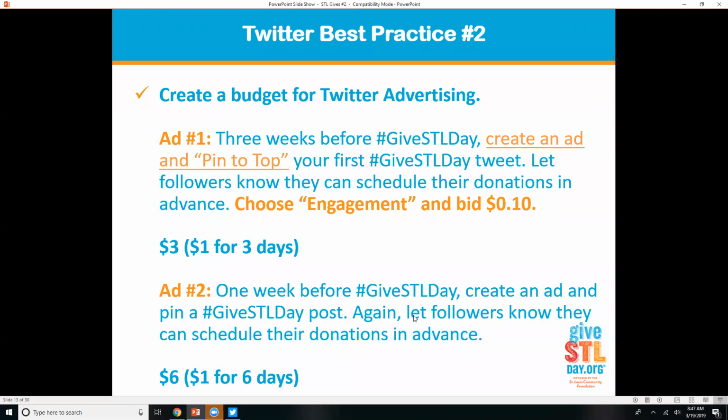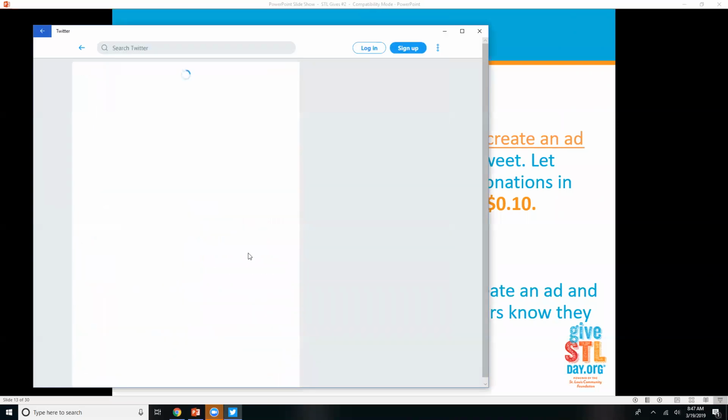Yikes, we still got a lot left. Here's what I'm going to say about Twitter advertising. I'm going to go really quick. I would spend $19 on it. And here's what I do.